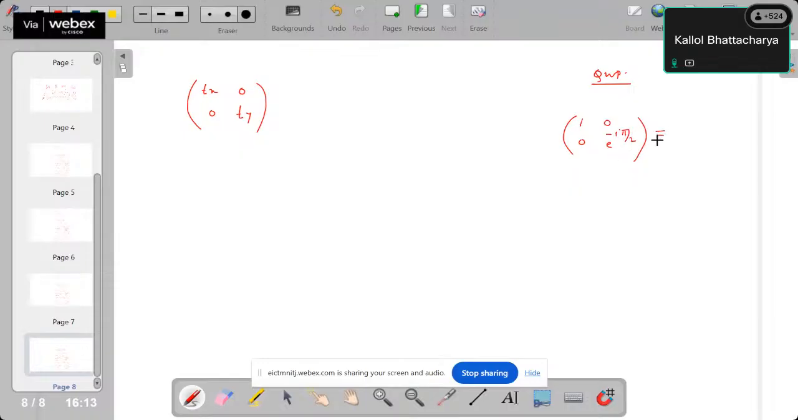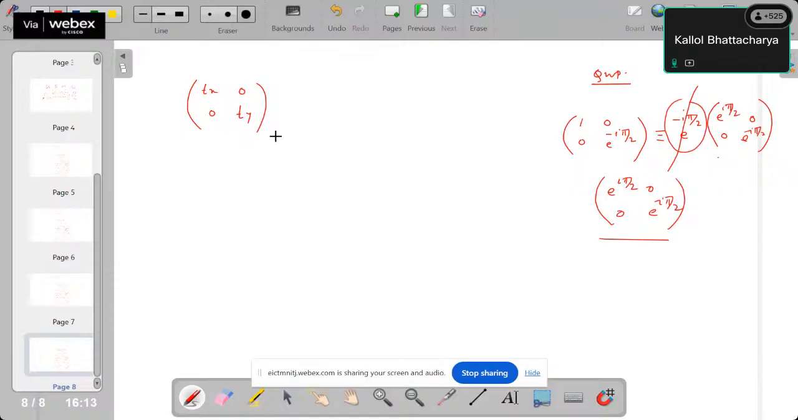Or we can write, this is equivalent to, if you take out e to the power minus i pi by 2, then we can write it as e to the power i pi by 2, 0, 0, e to the power minus i pi by 2. As we have said that this part is common to both the components, so you can neglect this. Okay, so this represents the Jones matrix for a retarder, in this case a quarter wave plate.